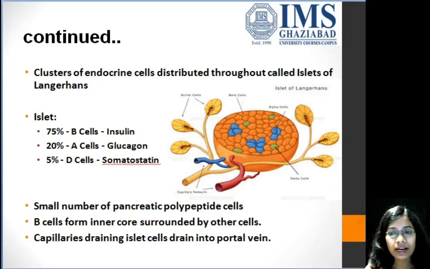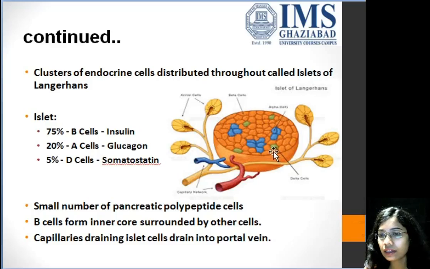A small number of pancreatic polypeptide cells are also present. Beta cells form an inner core surrounded by other cells. Capillaries draining islet cells drain into the portal vein. Then see, these are the islets of Langerhans. These green parts are delta cells. These blue parts are alpha cells, and these blue-brown colored cells you are seeing here are beta cells.